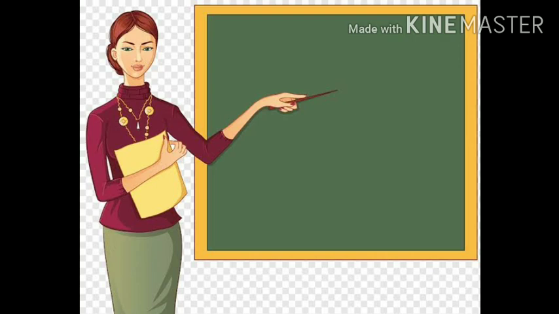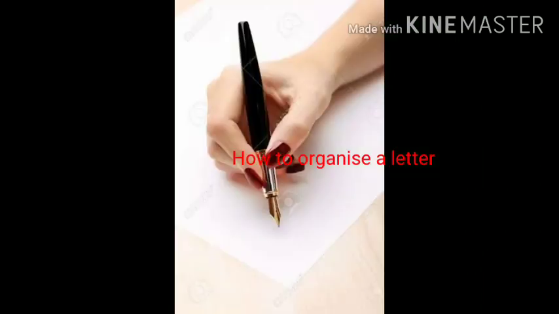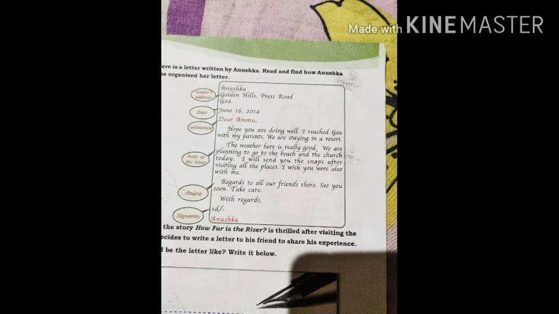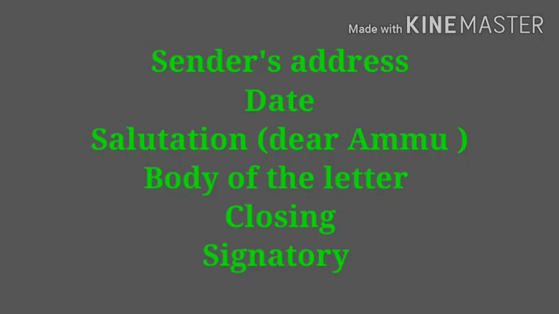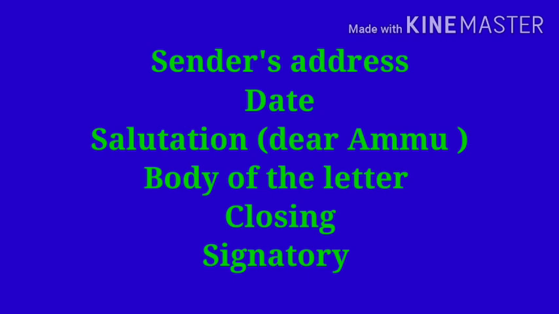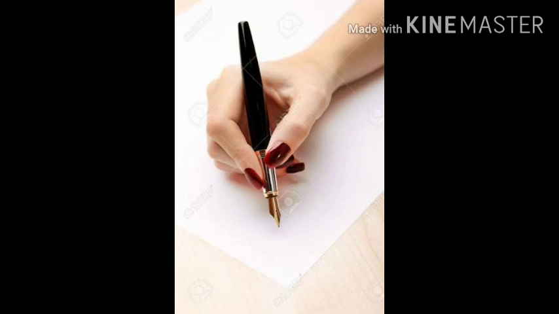Hope you got it. Now we are moving to our second topic, how to organize a letter. Here is a letter written by Anushka. Please look here at how Anushka has organized her letter. All of you look here. I will show you the structure of a letter. Here comes first the sender's address, then date, salutation, body of the letter, closing and signatory. These are the ways to organize a letter.